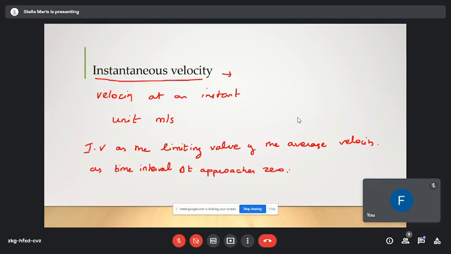Yes, sir. So what can we write? v is equal to, we are applying limit to the average velocity. So limit to the average velocity is what? What is the average velocity formula? Come on. Total displacement divided by total time.